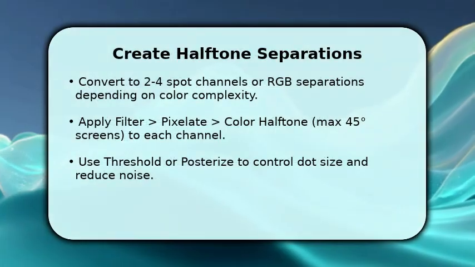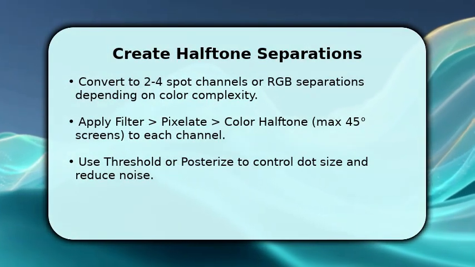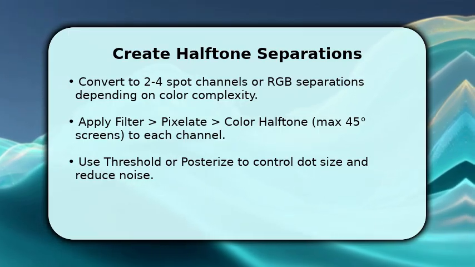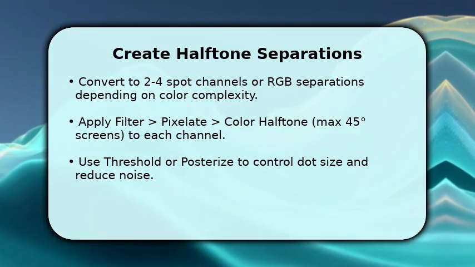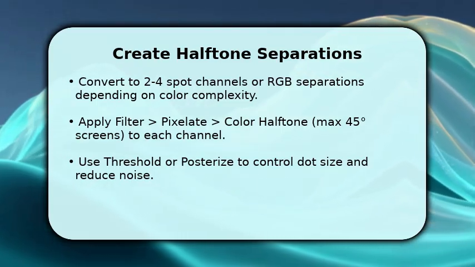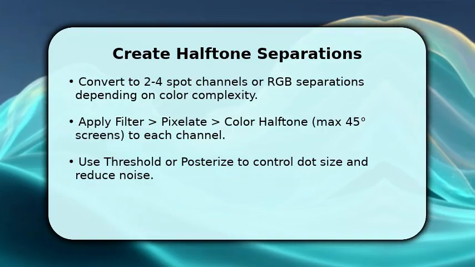Now you move into separations. Create 2 4-spot channels or work in RGB for fewer colors. For each channel, use Filter Pixelate Color Halftone and set max radius to control dot size. Keep screen angles around 45 degrees to avoid moire.